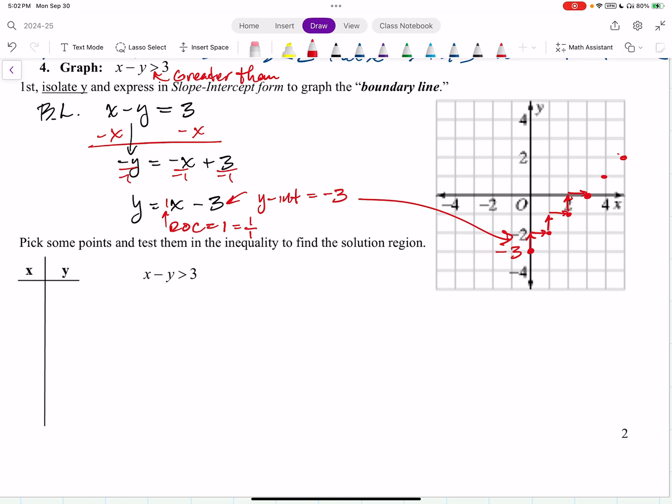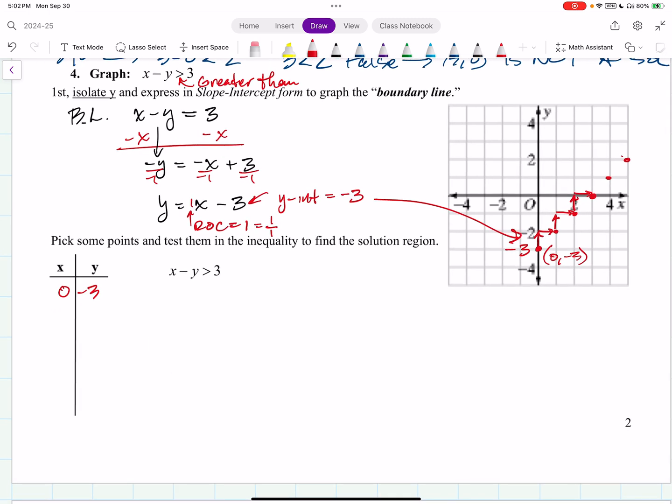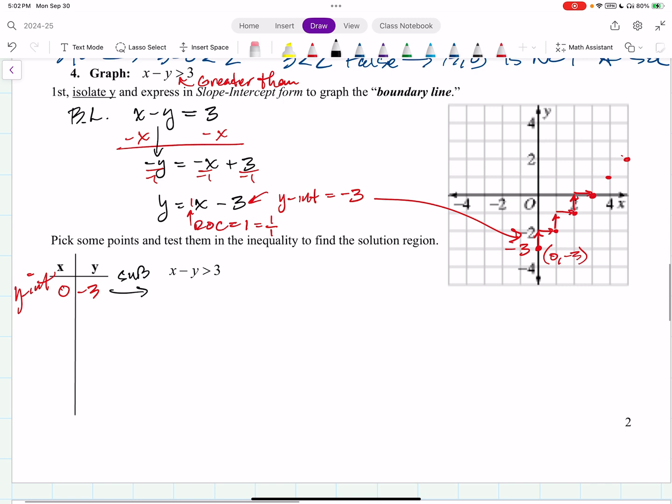All right, and then you have to decide our solutions on this boundary line. Okay, so you pick a point on the line, like the y-intercept. And you'll see me test this point every single time. So we always test the y-intercept because it is the easiest point to pick. Okay, it's called the y-intercept. All right, so what we do is we substitute it in our equation. So is 0 minus the y-coordinate, which is -3, greater than 3? Okay, and you have to answer that question. So tell the person next to you, is 0 minus a -3 greater than 3?